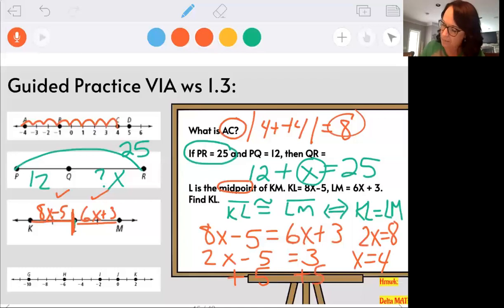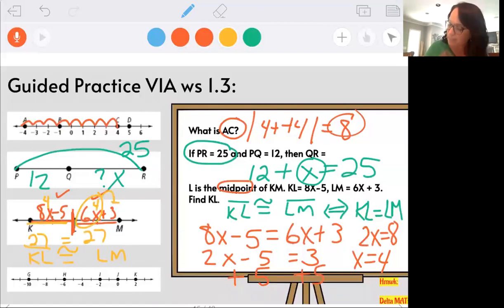Let's see if it's right. Put in a 4 here and a 4 here. If I did this right, those better be equal because I was told that L is the midpoint. 8 times 4 is 32, minus 5 is 27 from here to here. 6 times 4 is 24, plus 3 is 27. So notice I have it right smack in the middle. 27 equals 27, or equivalently, the segment KL is congruent to the segment LM because their measures are equal.